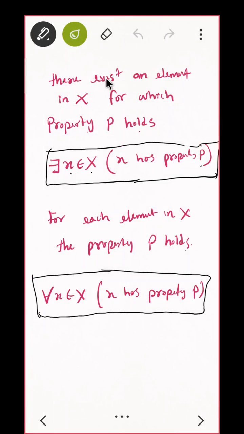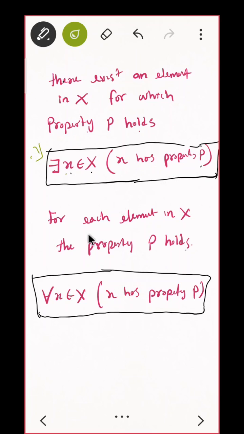If I say a statement, there exists an element in X for which the property P holds, mathematically you're going to write like this. This is your mathematical statement. There exists x belonging to X, bracket open, we will read it as such that, there exists x belonging to X such that x has property P. Is that clear, everyone? This is how we will be writing. So you must remember how to write this.